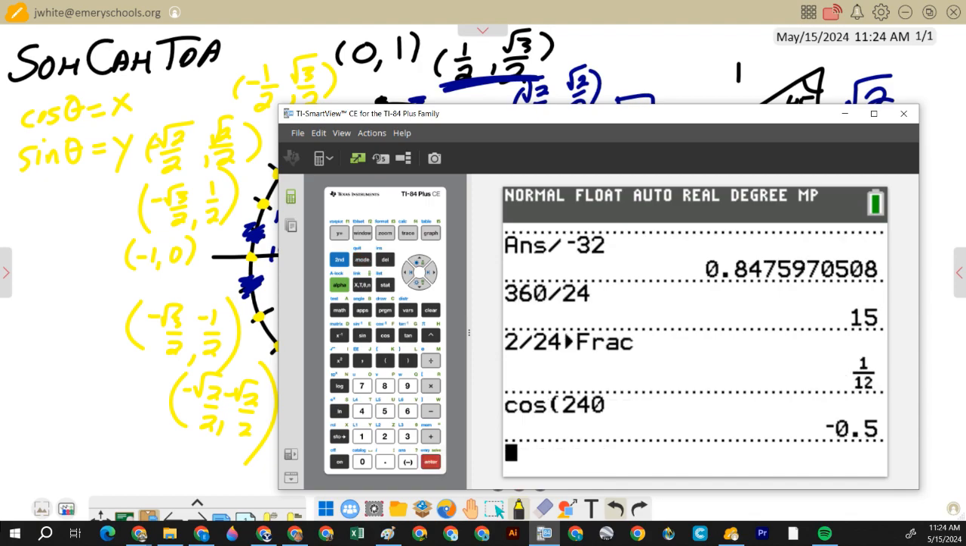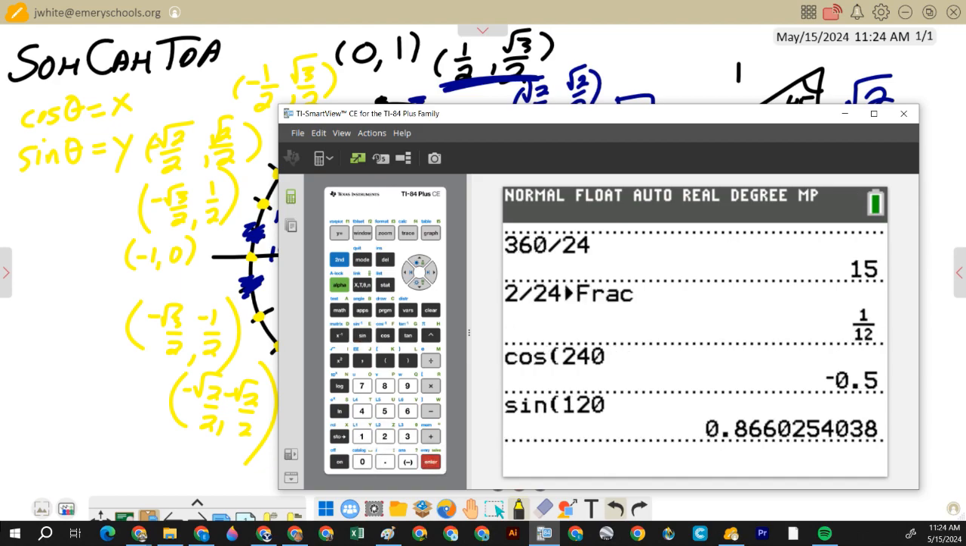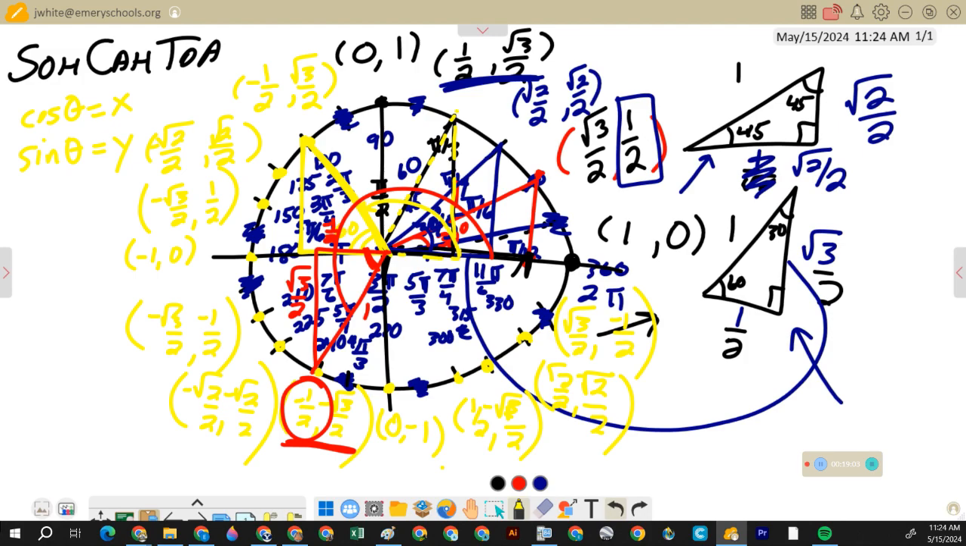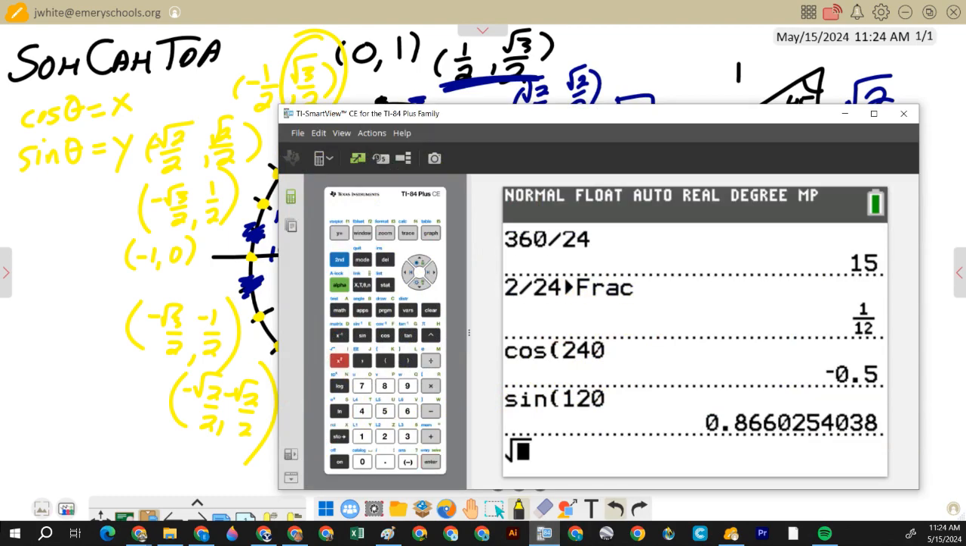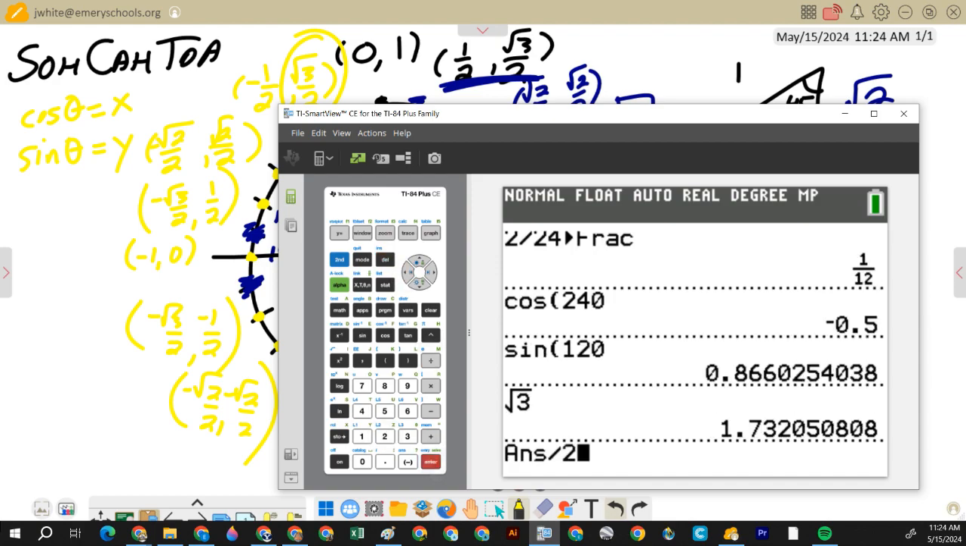So the cosine of 240 is negative 1/2, which is what we got from the triangle. Okay. What is the sine of 120? 0.86. So for 120, we look at the y value, root 3 over 2. So the square root of 3 divided by 2 is 0.86.